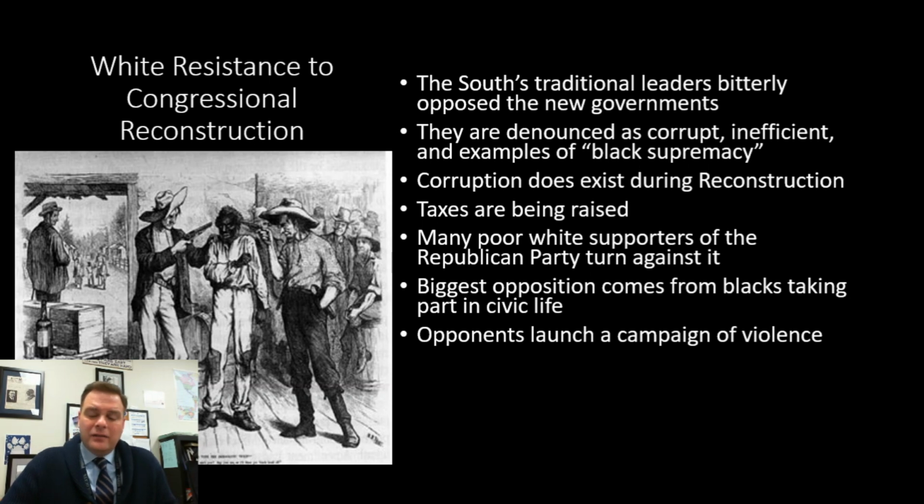There is a campaign of violence against blacks to get them to cease taking part in the political process in the South, or have them vote certain ways that will favor the former white Southern Democrats. And the cartoon right here in the left-hand corner illustrates what we're seeing: voter intimidation. Apparently, they're wanting him to vote a certain way, probably not the Republican way, and keep in power those traditional white Southern elites who had been in power.